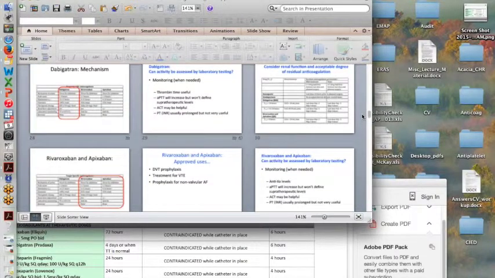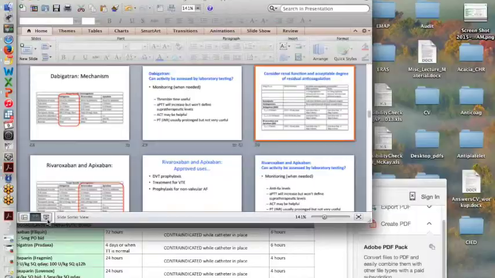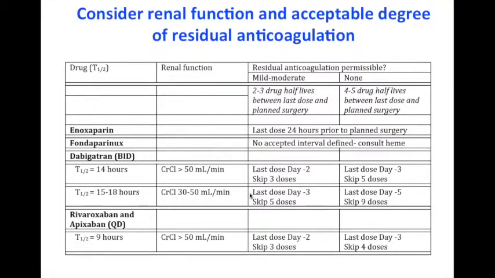Yeah, keep going. To the right. Yeah, that one. Okay. If you look on the right hand two columns, 2 to 3 drug half-lives for mild to moderately acceptable anticoagulation, permissible anticoagulation, and none, for instance, in brain surgery and eye surgery, because 1 drop of blood in an eye surgery looks like a hemorrhage.